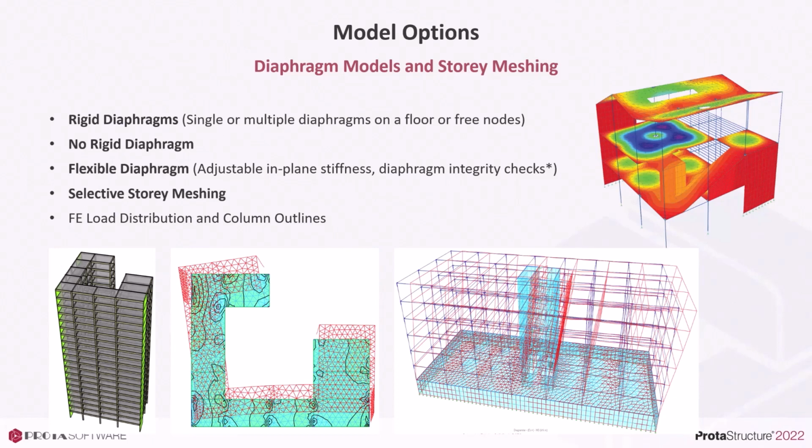It may be costly to mesh all stories in a building, especially when it is not really necessary. ProtaStructure will allow you to mesh only the preferred stories, such as basement floors, transfer floors, podium to tower transition floors, etc.